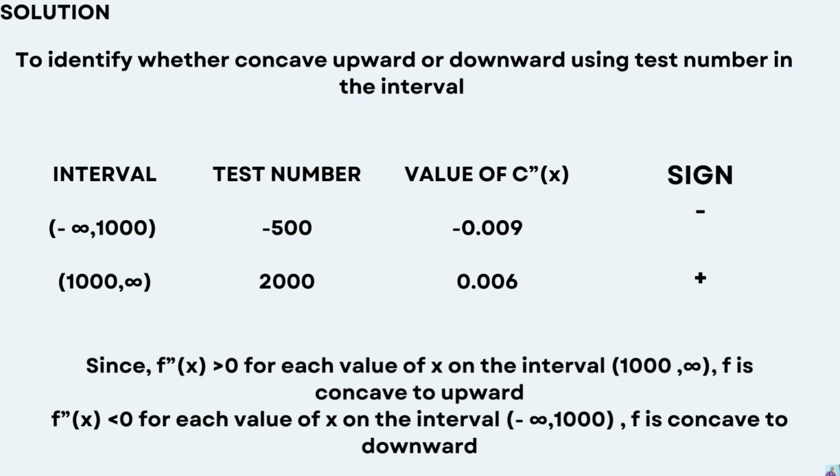So we can conclude that f''(x) is more than 0 for each value of x on the interval (1000, infinity), so f is concave upward. f'' is less than 0 for each value of x on the interval (negative infinity, 1000), so f is concave downward.